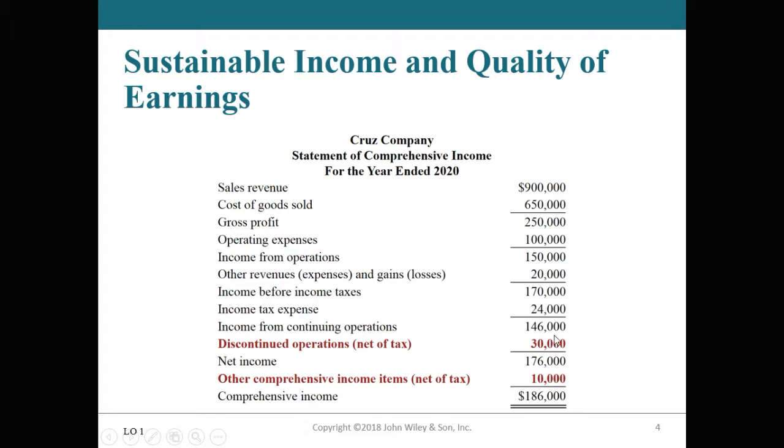Now, there were some discontinued operations. Those operations will not be obtainable in the future. No longer are we performing those tasks. So these are the types of things that we know are not a part of our sustainable income.